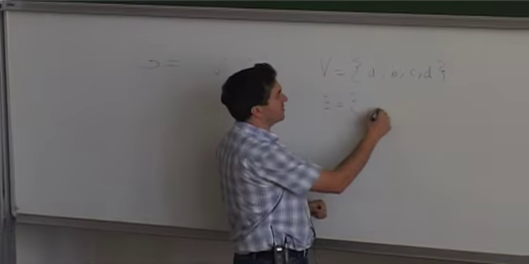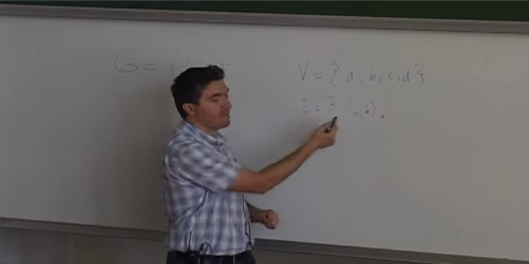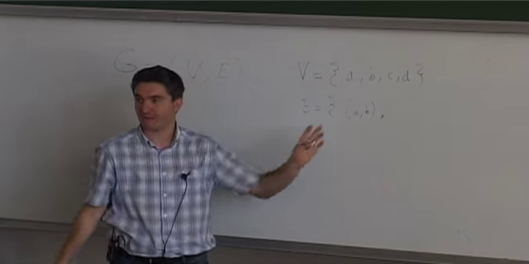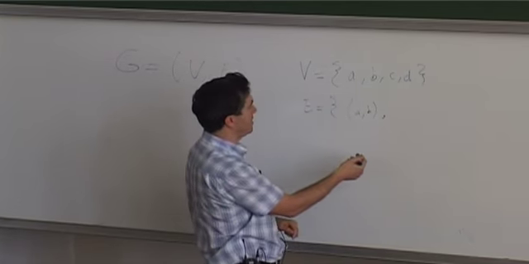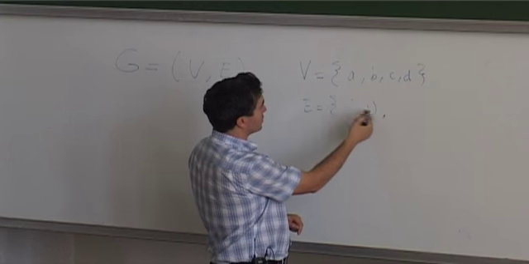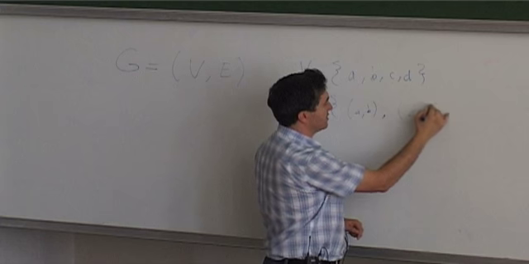If I have an undirected graph and I put my edges here, the edge AB and BA are the same thing. So I have an edge between A and B. This is not an ordered tuple. What I mean is, I write my edges like this.